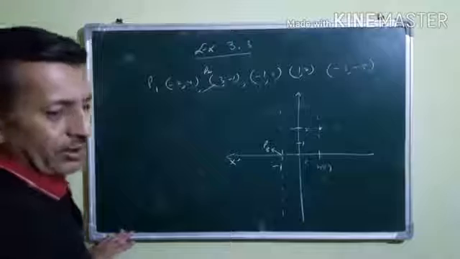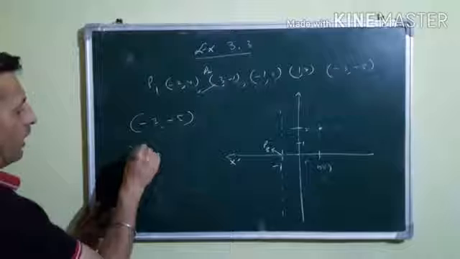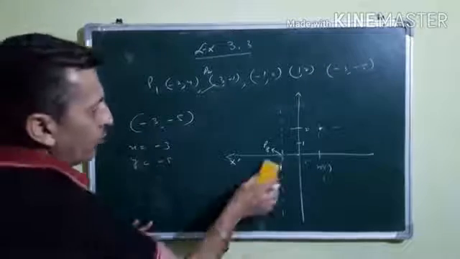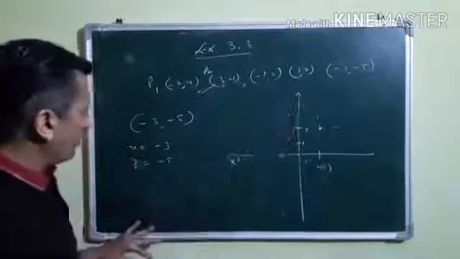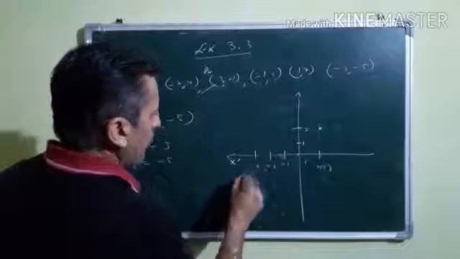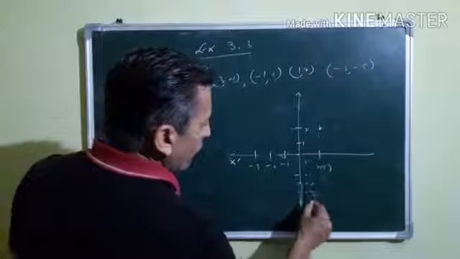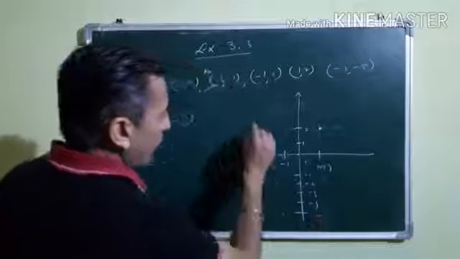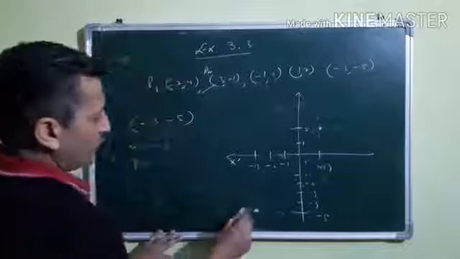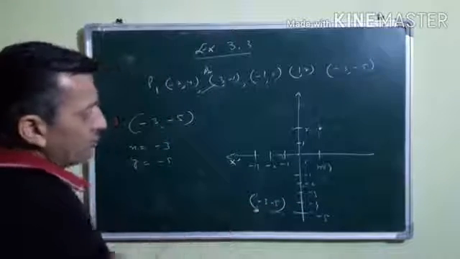The next point is minus 3 comma minus 5. That means both are negative, where x is equal to minus 3 and y is equal to minus 5. And as you know, in the third quadrant both are negative. So now we have to draw this point. x is equal to minus 3: 1, 2, 3, this is minus 1, minus 2 and minus 3. Minus 5 means minus 1, minus 2, minus 3, minus 4 and similarly minus 5. So this is your vertical line, this is your horizontal line, and this is the position where the point is minus 3, minus 5.